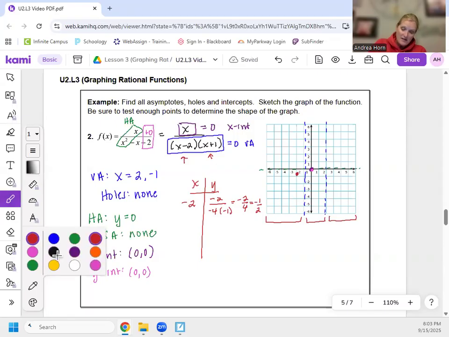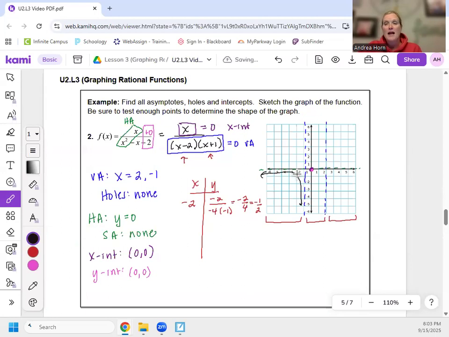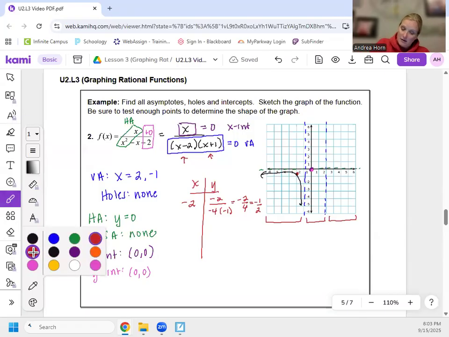That's enough. That tells me that from this point, I'm going to approach my vertical asymptote going down, and from here, I'm going to approach my horizontal asymptote going up. Now, we've mentioned that we can cross horizontal asymptotes. We're not going to cross them unless we have mathematical information that tells us we should.